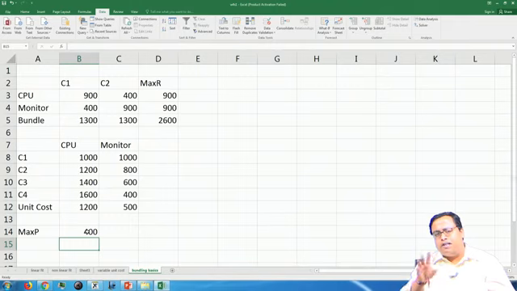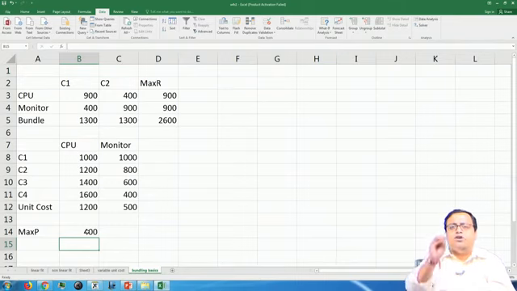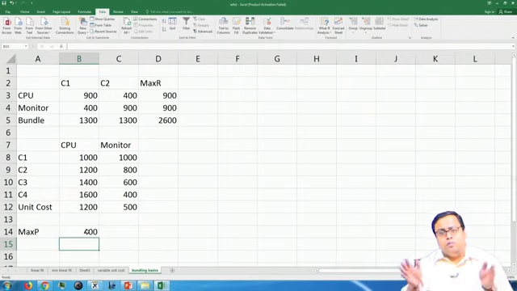Can you do the same operation? Please stop this video at this point and do the same operation for the monitor. I want you to do it on your own. Please stop this video at this point, do the same operation for the monitor and put the maximum possible profit at that particular point. If you have not done this, please pause now.